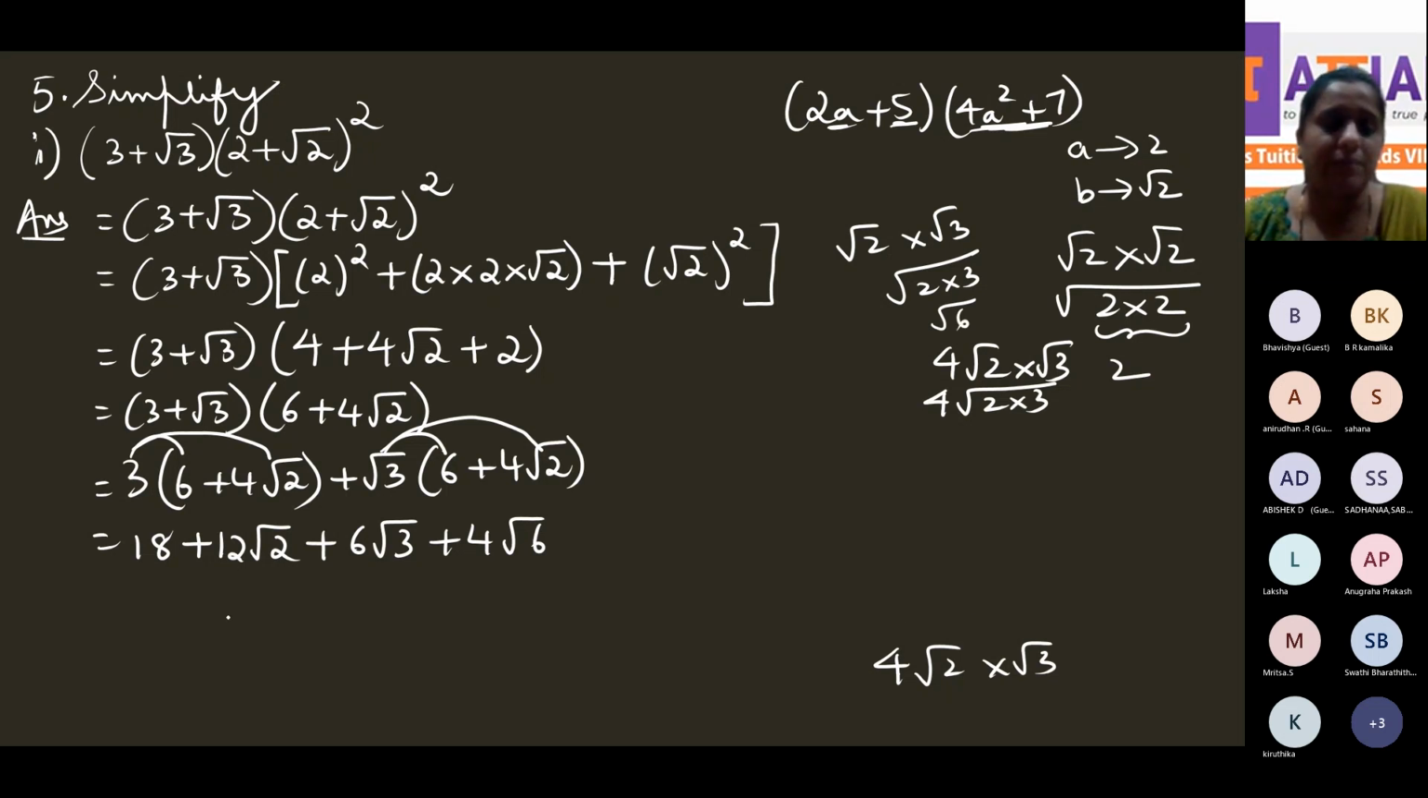Now check if there are any like surds. This is 18. This is 12 root 2, 6 root 3, 4 root 6. These are unlike surds, you cannot simplify them any further. This is the final result.